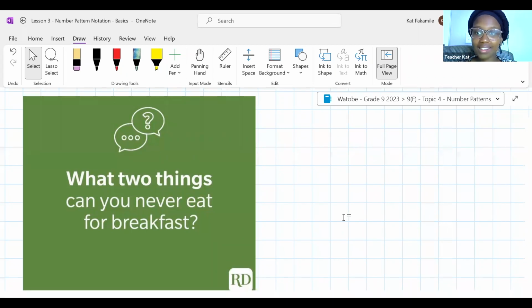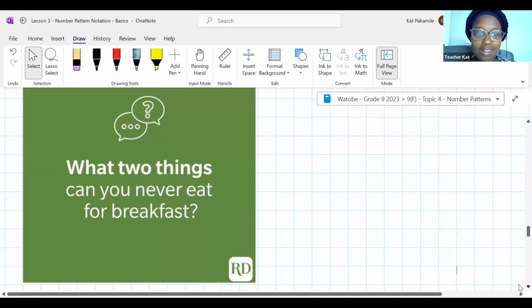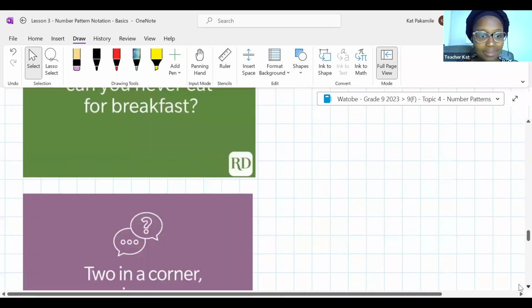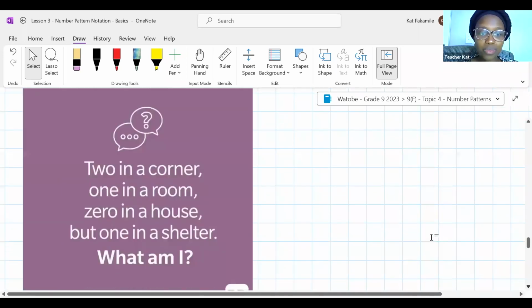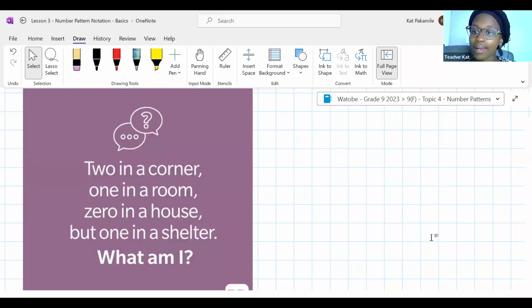Lisiba, are you ready? Lisiba. Yes, ma'am, I'm ready. Let's go. Okay, I love the energy. There's yours, Lisiba. 2 in a corner, 1 in a room, 0 in a house, but 1 in a shelter. What am I?